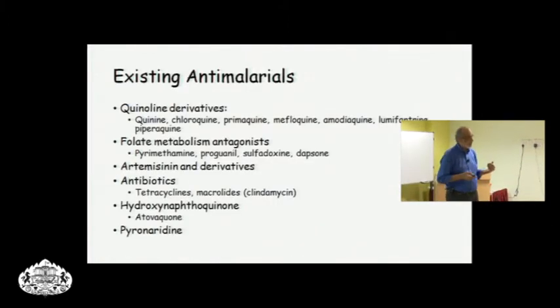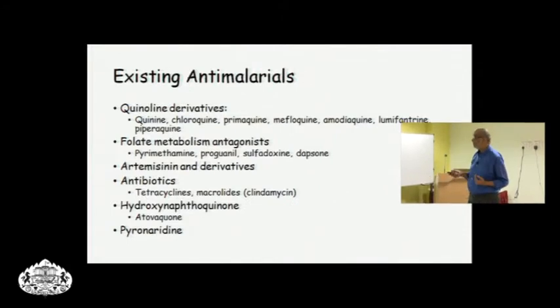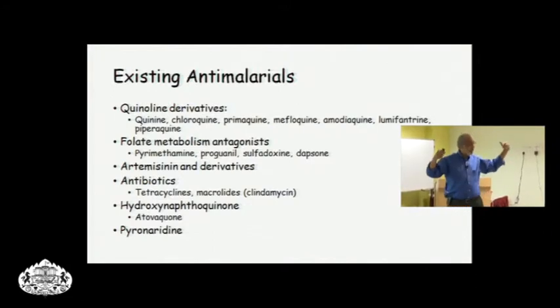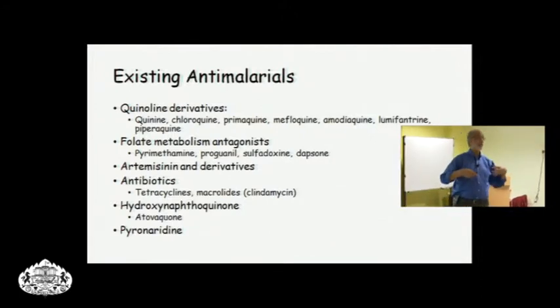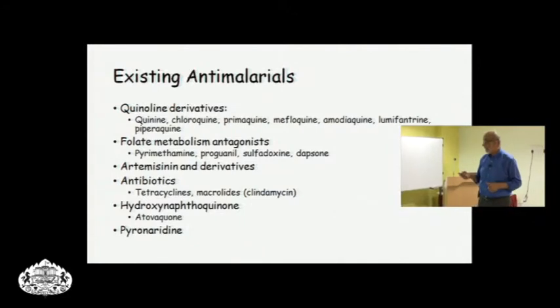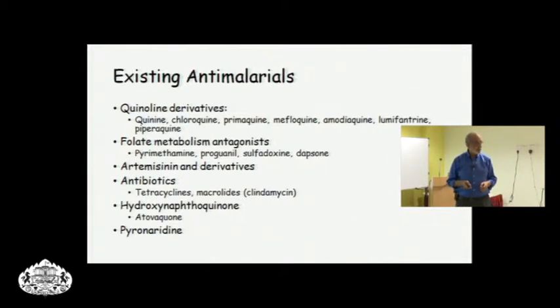So what are the existing antimalarials? Well, there are a whole bunch of quinoline derivatives: quinine, chloroquine, Primaquine, mefloquine, amodiaquine, lumefantrine, piperaquine. All these are different quinoline-type compounds. I'll talk about how they might be working. Then you have folate metabolism antagonists, meaning they interfere with folate synthesis or folate utilization, so they act in a specific fashion against the parasite. The major drugs in use right now are artemisinin and its derivatives. I will talk about that in a little bit, because this is, after all, a natural product drug development.